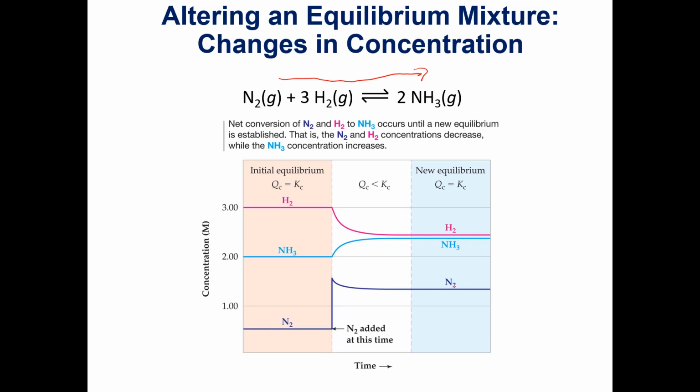So we're going to have a greater concentration of N2, but some of that N2 is going to have to react with H2, which means the concentration of H2 is going to decrease, and we're going to form some NH3, some ammonia, so the concentration of ammonia is going to increase. Eventually, we will establish a new equilibrium, but we have to do that by reacting some of the N2 we've added and some of the H2 that we already had to form ammonia.